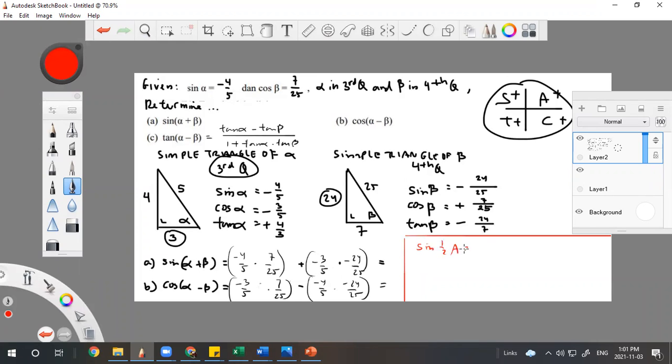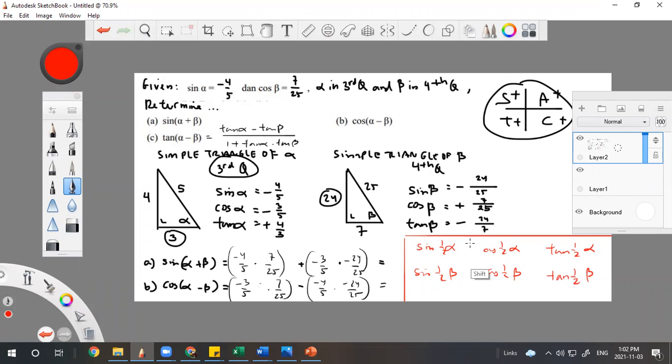Sin half A berapa? Bisa. Sin half B berapa? Bisa juga. Cos half A juga bisa. Cos half B juga bisa. Tan half A juga bisa. Apa aja lu bisa, yang penting udah ada simple triangle. Simple triangle is simple yet powerful. Okay.